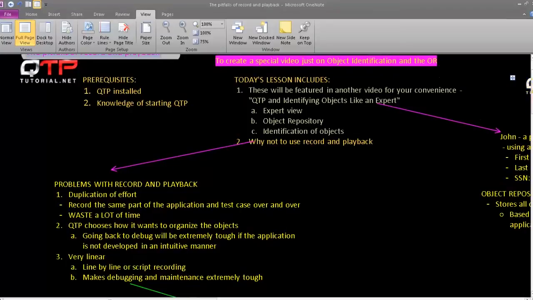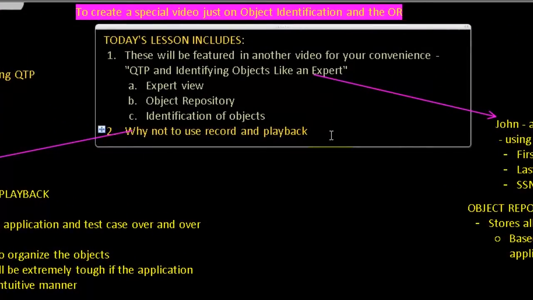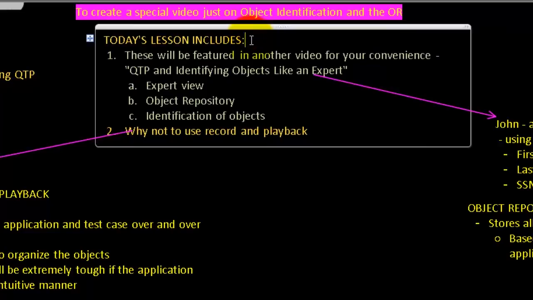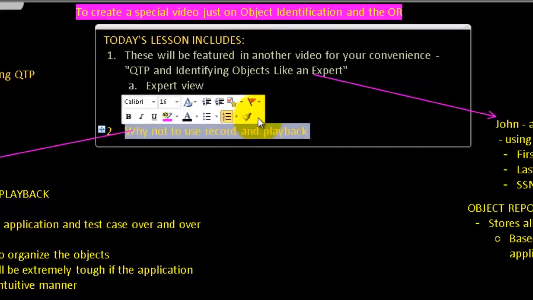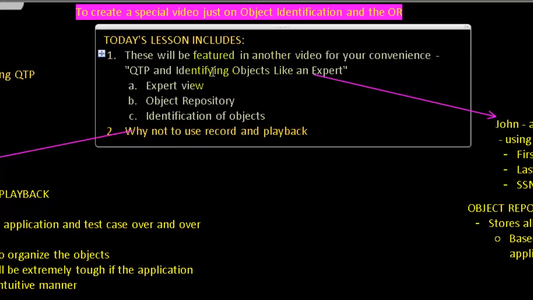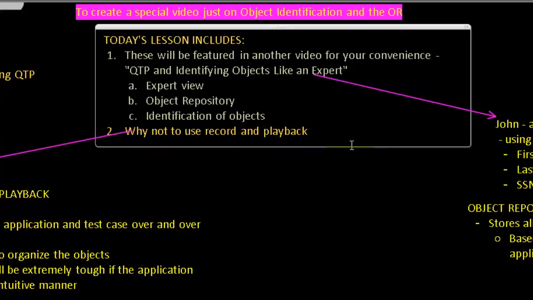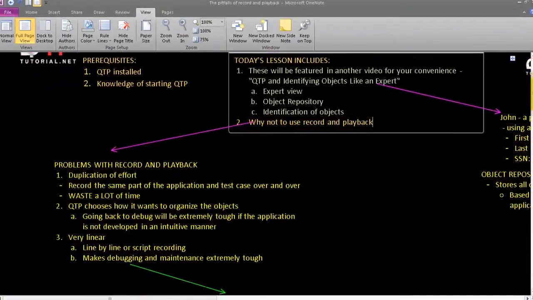So I started off all the lessons where I wanted to get into all of these topics right here, but I realized that I have so much to say about not using record and playback that I've decided to make it a special video for you guys, separate from QTP and identifying objects like an expert. And these 3 videos, we're just going to focus on this. I never want to leave anything behind, and I want to get into real depth and real understanding for you guys. So I do record this on the run, and if I have to make extra videos, I don't mind at all. It's all for your benefit, right? So let's continue where we left off.